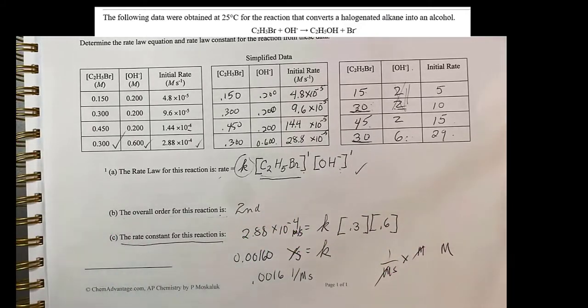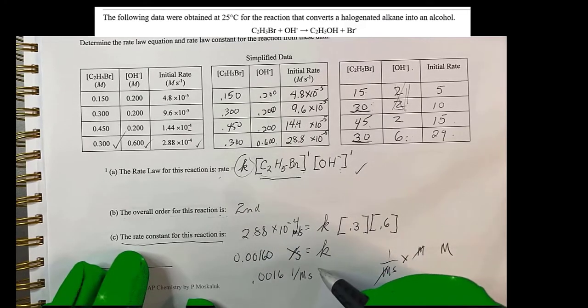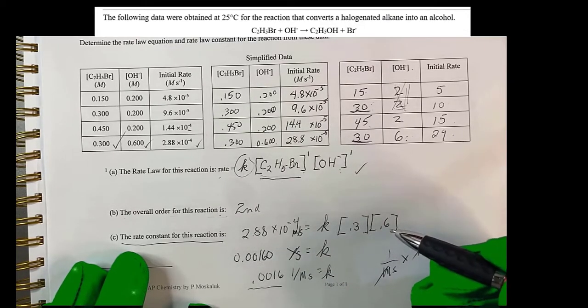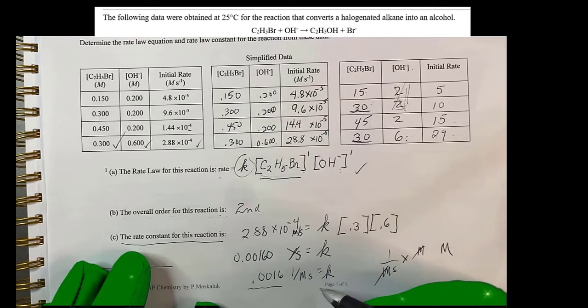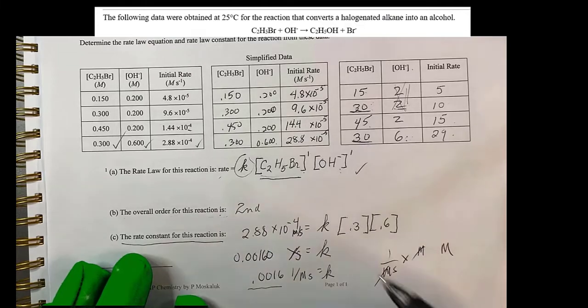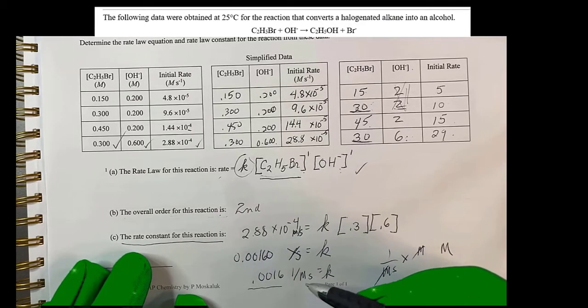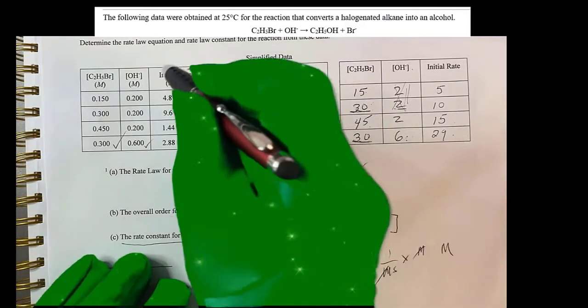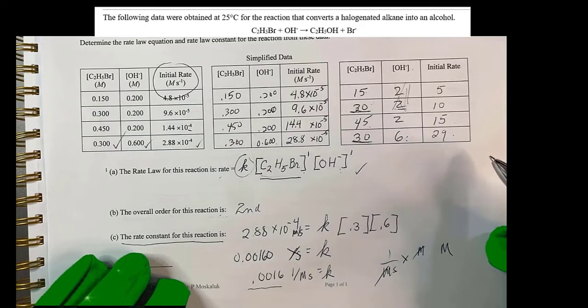Now, on AP questions, when you give a rate constant, you usually will get 1 point for the correct numeric value and 1 point for the correct unit for the rate constant. And in a second overall order of reaction, your rate constant is going to have per molar per second in order to multiply out with these units to get molar per second, which is what the initial rate will always be.